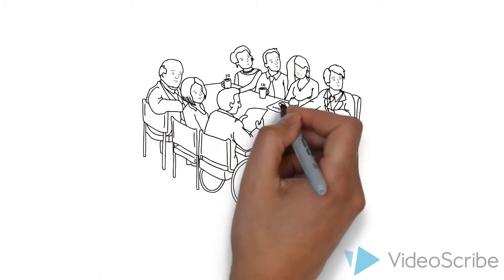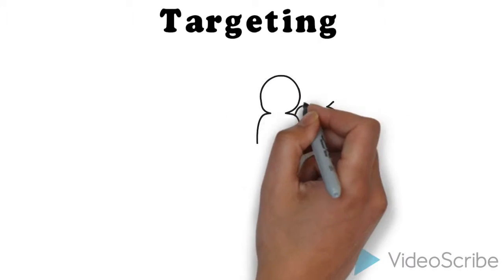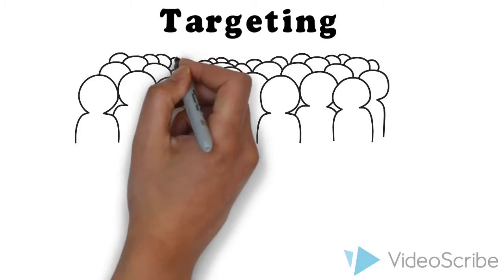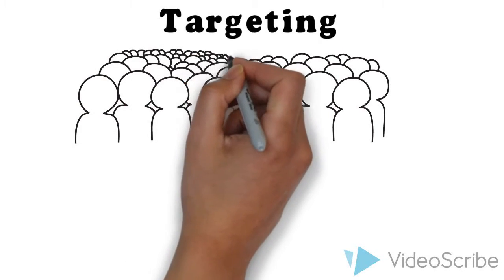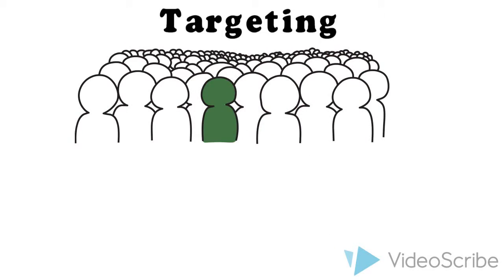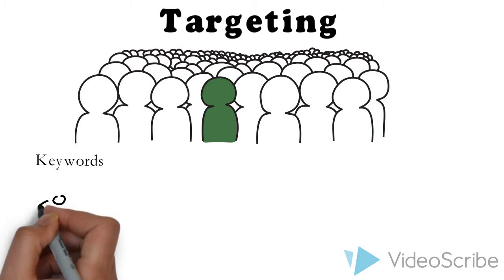Now let's see the various ways in which AdWords can help your marketing team. The first is targeting. It used to be the case that advertising meant sending a huge message out to a large group of people, hoping to find someone who's interested. With AdWords, on the other hand, you're able to narrow it down to that one person who is actually interested in your message. The first tool this is done with are keywords.